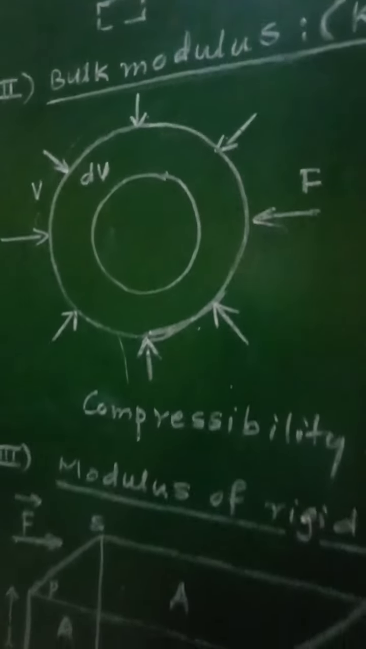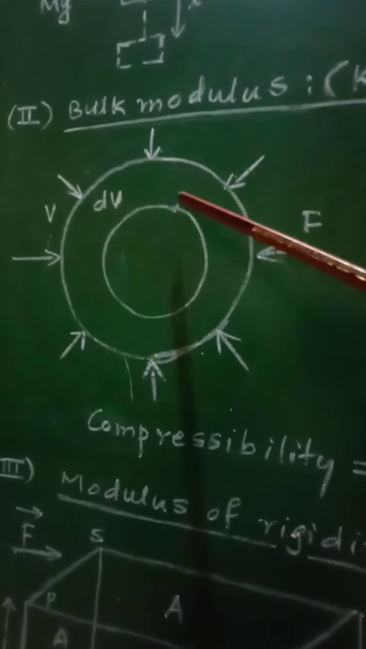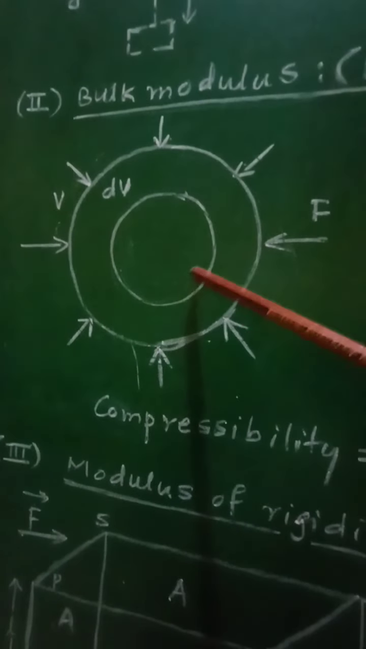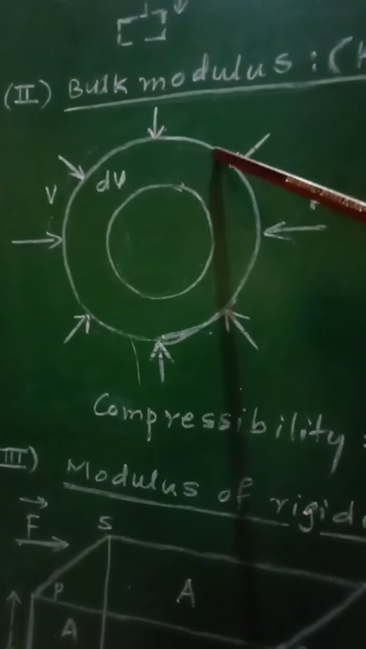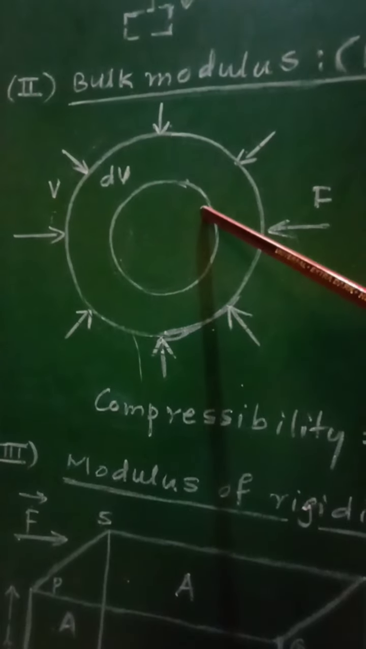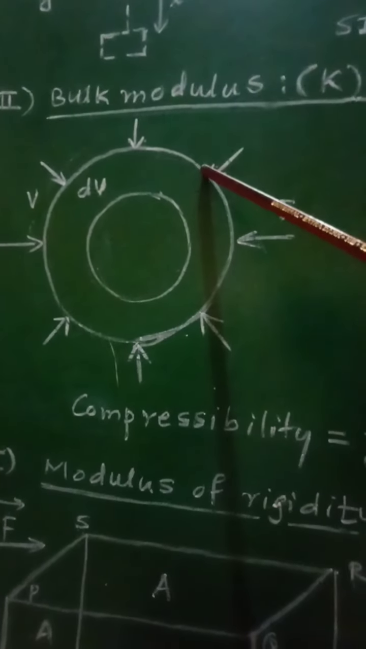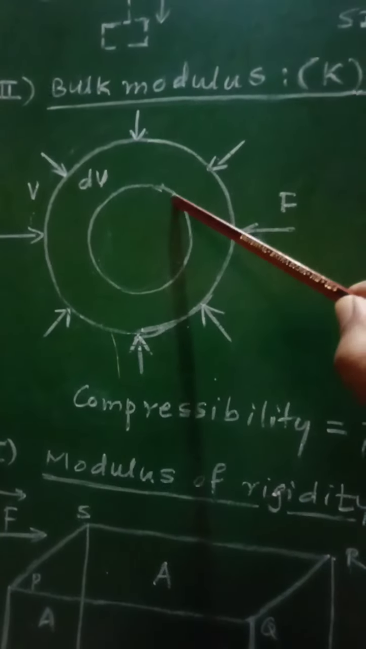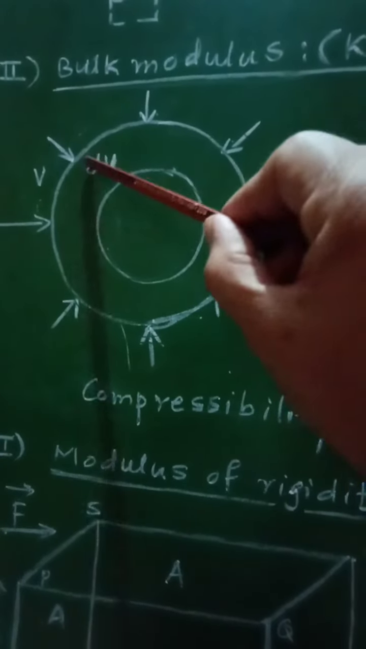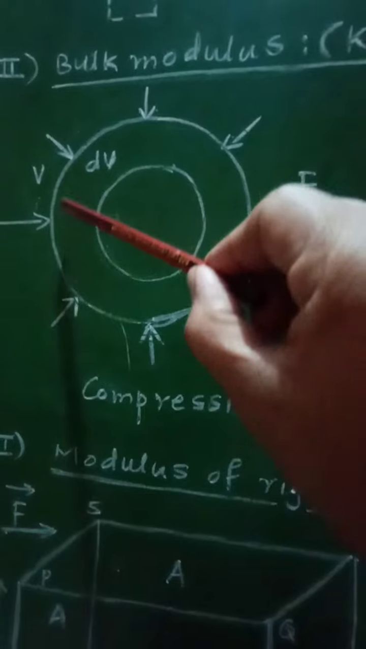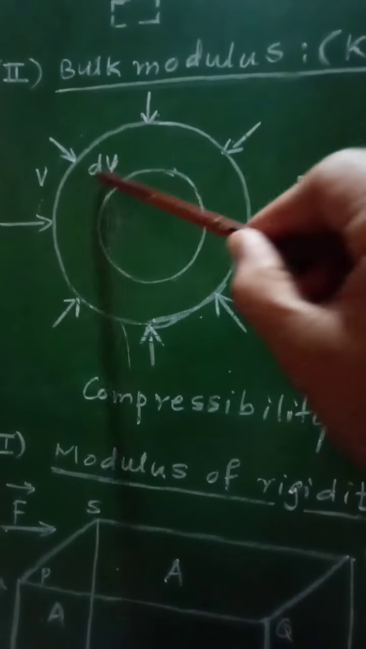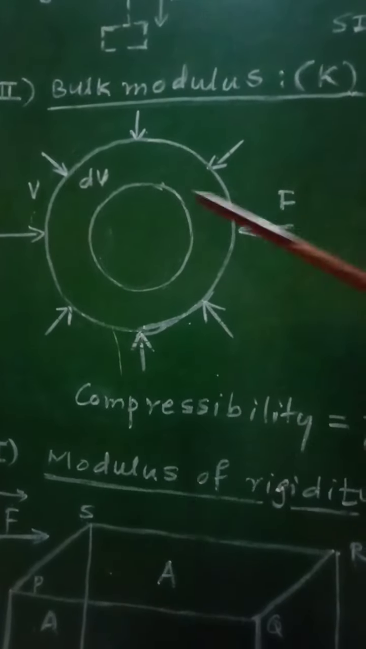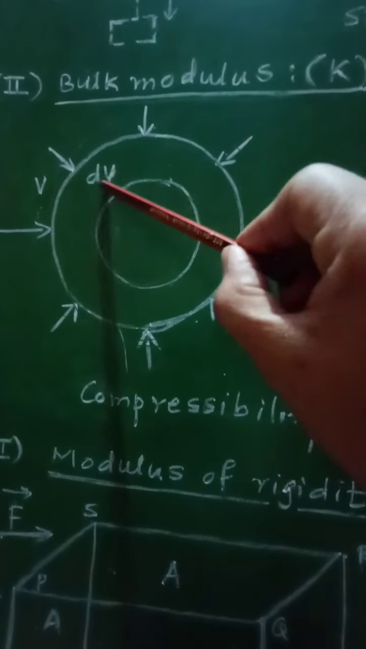Therefore finally it will take this shape, and hence this will be the outer sphere and this will be the inner sphere. So this is the original sphere and this will be the final sphere. As the original volume is V, that volume will get reduced or decreased due to the application of the force by an amount dV.